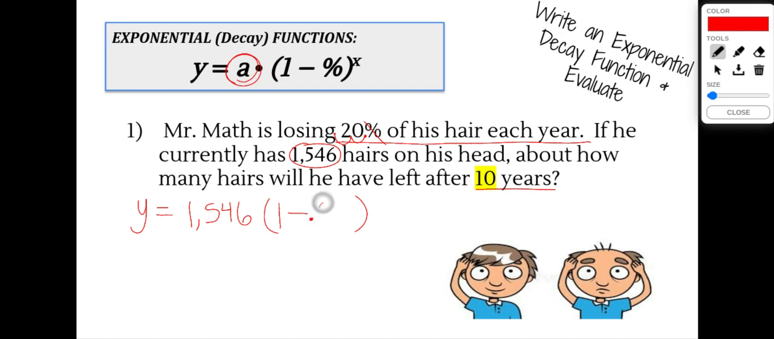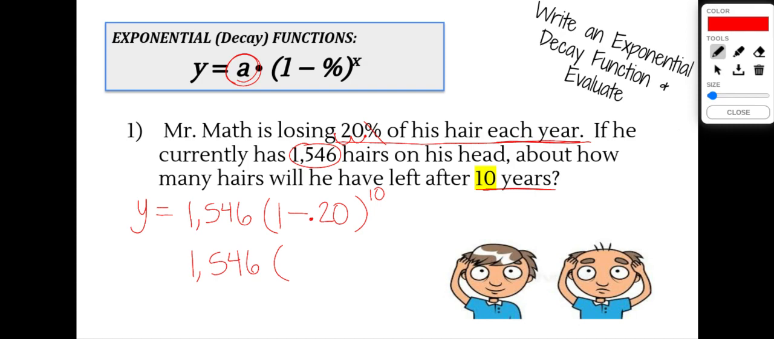So 0.20. And then the x, the time periods, is going to be, well, if he's losing 20% of his hair each year, how many years is this happening for? That's happening for 10 years. So our exponent is going to be 10. How much hair will he have on if this loss continues for 10 years? Now, don't type anything into your calculator yet. Let's simplify what's going on in the parentheses. And trust me, this is going to be really helpful for later.